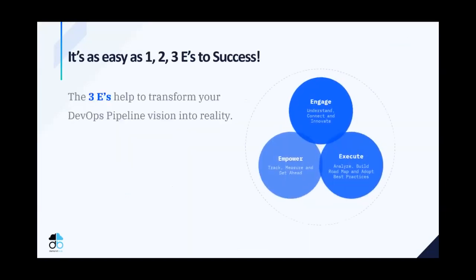Thanks, Pranav. That was a wonderful insight on what DevOps is. Now, as Pranav just shared information about the ins and outs of DevOps, I will dive into how we can gain DevOps success, right? So we recommend you keep your eye on the ball with the 3 E's to transform your vision into reality. And these 3 E's are engage, execute, and empower. Now let's talk a little bit about how DemandBlue uses these 3 pillars to communicate with our clients.